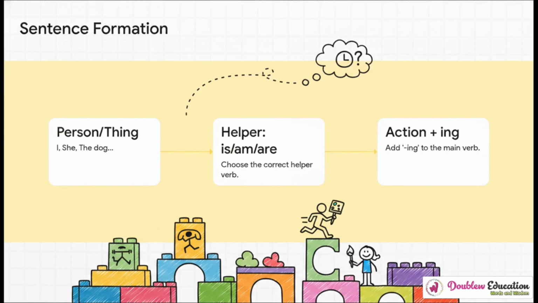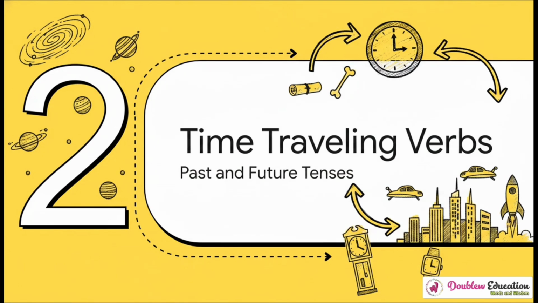And you know what? Building these sentences is as easy as 1, 2, 3. Seriously, it's like playing with building blocks. First, you just pick who or what is doing the action. Step 2, you add a little helper word like am, is, or are. And for the final step, you add ing to the action word. That ing is like a magic signal that tells everyone the action is continuing to happen right now. So simple, right? Okay, so we've totally mastered talking about now.